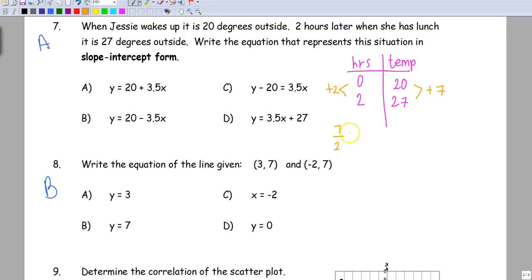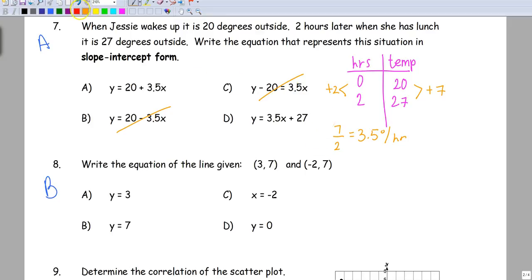7 over 2 is the same as 3.5 degrees per hour. Notice the temperature is increasing. That means I can get rid of B because that has a negative slope. It's going downhill, which we aren't doing. And C because that's not really slope-intercept form. That leaves you with A and D.